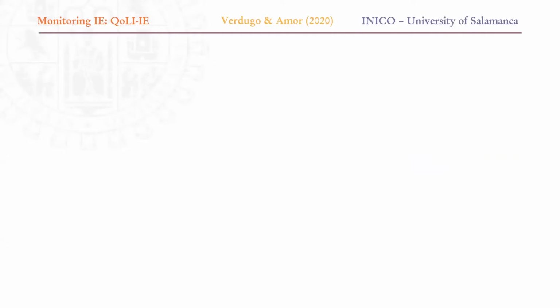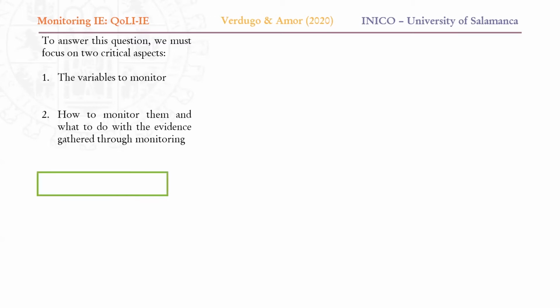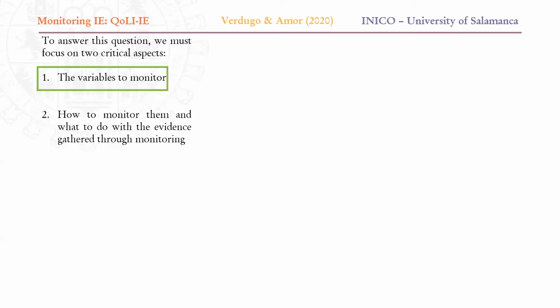How to monitor inclusive education? Answering this question requires us to focus on two critical aspects: the variables to monitor and how to monitor them, and what to do with the information that we are collecting. Monitoring must respond to a planned strategy to be as efficient as possible. The starting point must be to define the variables that will be monitored in the change process.